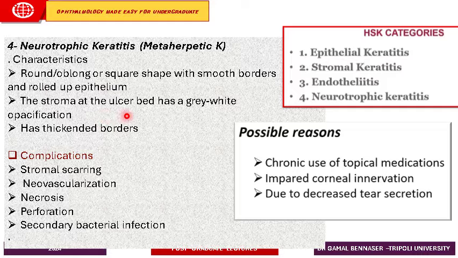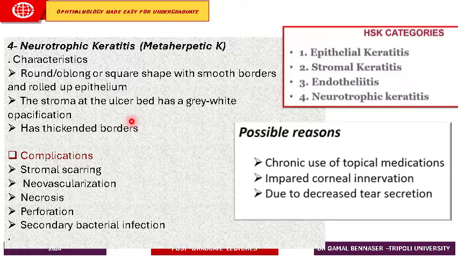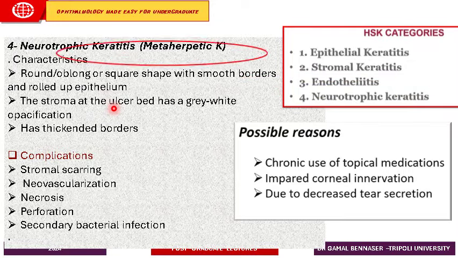And the thickening of the borders of this trophic ulcer or metaherpetic ulcer can be seen clearly with the rose bengal. You will find the elevated edges of the ulcer. And this neurotrophic keratitis is exactly like the diabetic ulcers or the diabetic foot ulcer in diabetic people because of the loss of the innervation. So also for the corneal epithelium, one of the important triggers for multiplication and integrity of the corneal epithelium is the presence of the intact innervation.